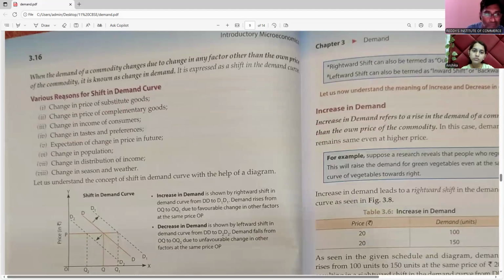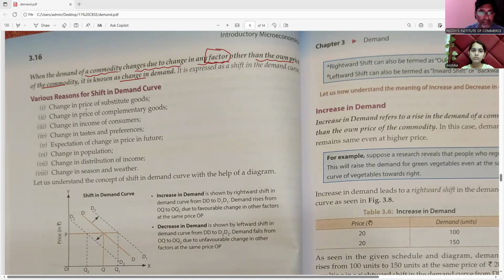Now, when the demand of a commodity changes due to a change in any factor other than its own price, that is, the price was not changed, the price was constant, but any other factor of the commodity was changed, it is known as change in demand. Right? Now, in which situation will demand be changed?